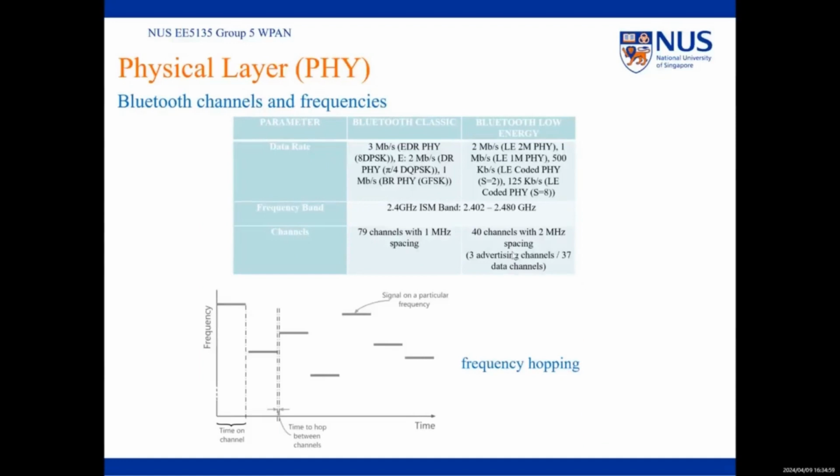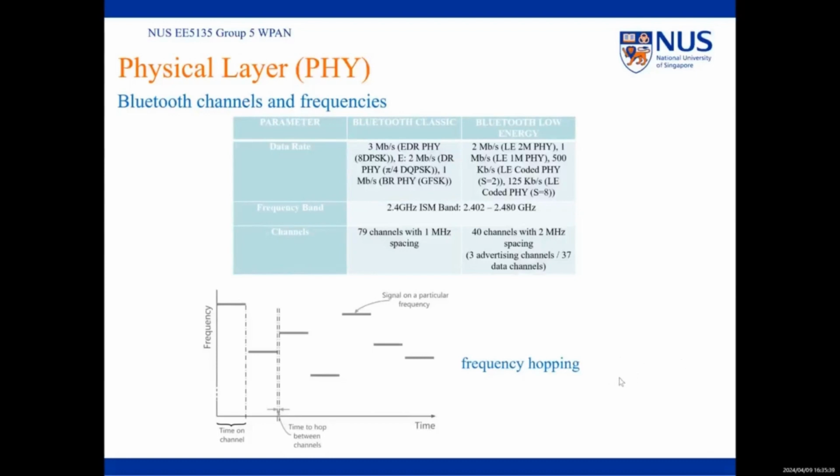And the Bluetooth channel and frequency. Bluetooth operates in the global unlicensed 2.4 GHz ISM band, spanning from 2.402 to 2.480 GHz, with 79 designated channels, each having a bandwidth of 1 MHz. It employs frequency hopping spread spectrum technology with 1,600 hops per second and adaptive frequency hopping, we can call it AFH, for interference mitigation.